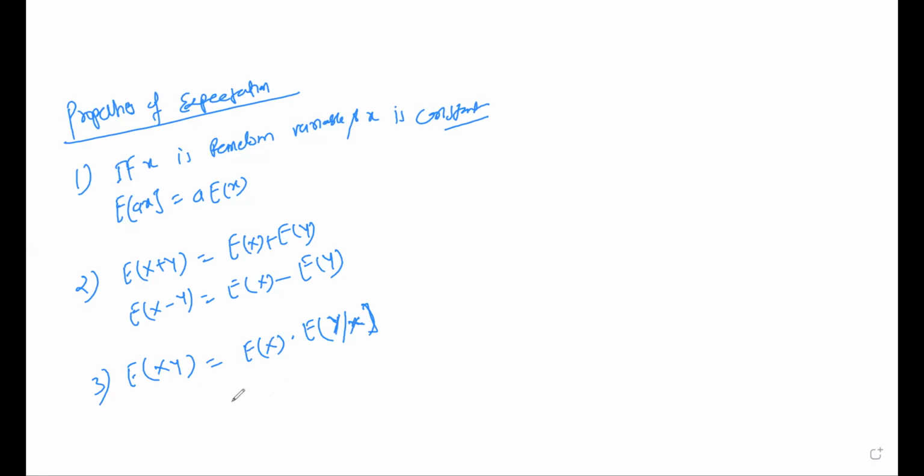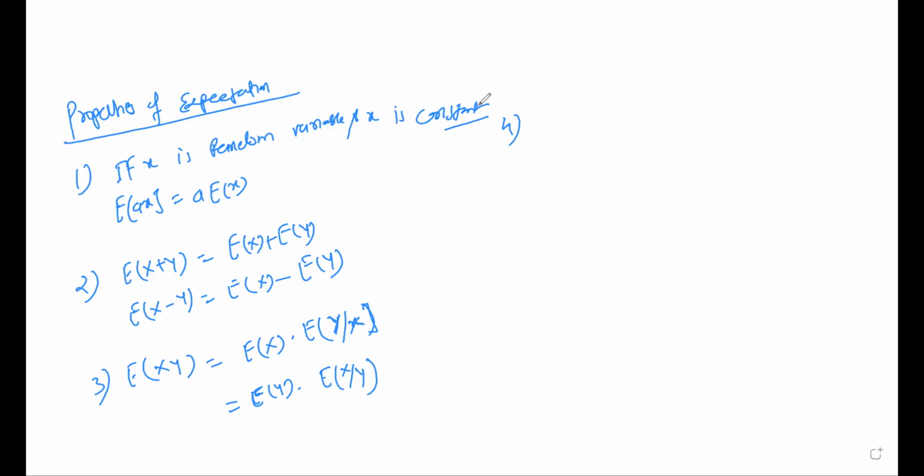Yeah, we can split it here again. If you take the expectation of y, you can write down the expectation of x by y. So this is the third property. Now the fourth property is here.